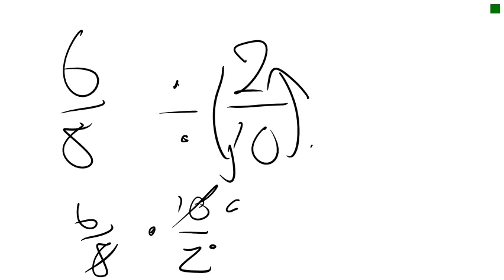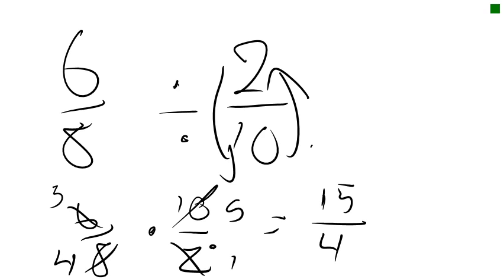So this will be 5/4. This will be 3, so I'm going to multiply across 15/4. Then we're going to pull out groups of 4. We can get to 12. And that'll be our answer.